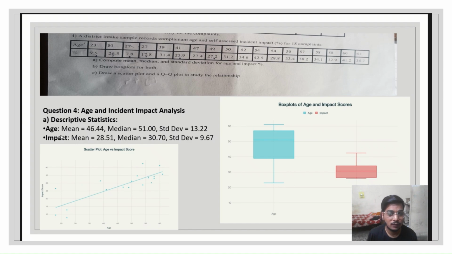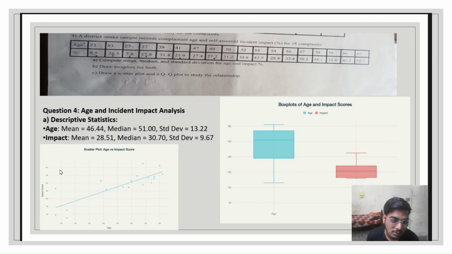So from the above complaint age and self-assessed incident impact percentage sample records, we can use the previously used formula and calculate the mean for the age as 46.44. For median, we get the median as 51, and the standard deviation is 13.22 for the age. For the impact percentage, we will calculate with the formula. We will get a mean of 28.51, median is 13.70, and standard deviation at 9.67.